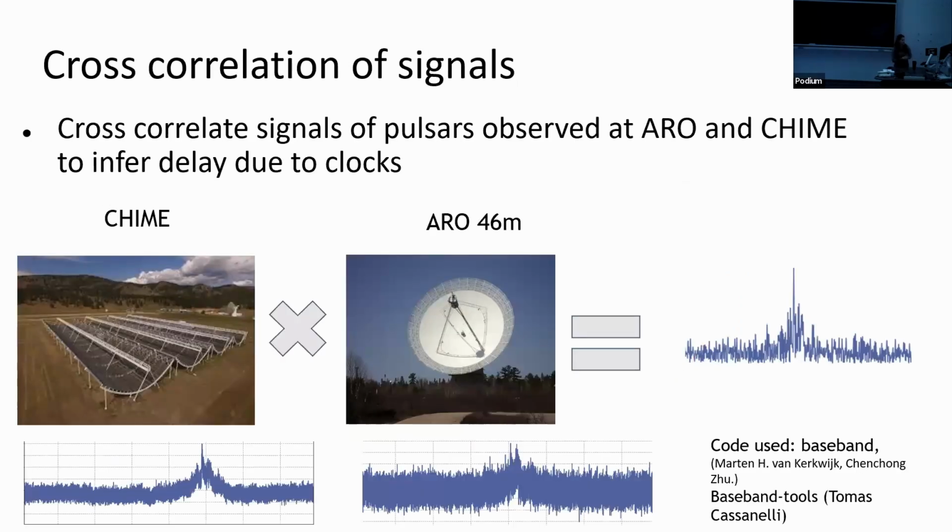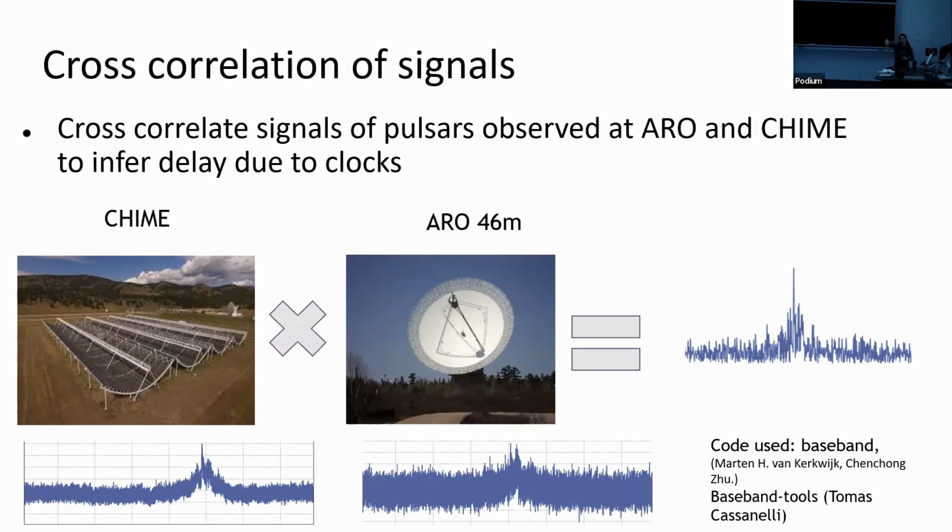So just to talk a little bit about how this is done, in the part of my project that I'm showing you, I use the big dish at ARO because it all runs on the same clock system. So when we're trying to test the clocks, we use the telescopes that we already know work. Basically what you do is you correlate the signals, which basically means multiplying them by each other. And then you see where the correlation is maximum.